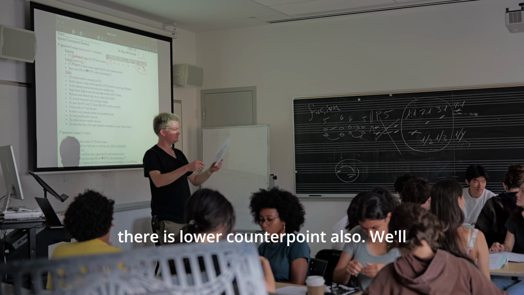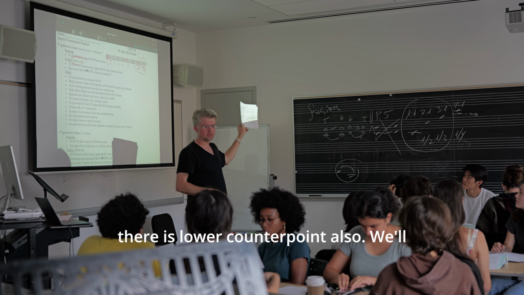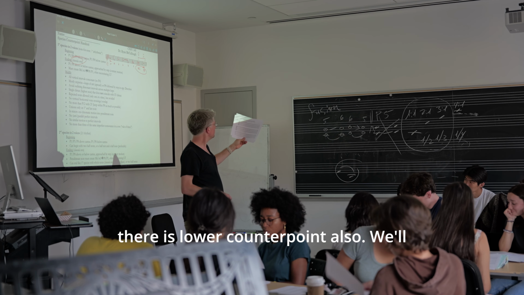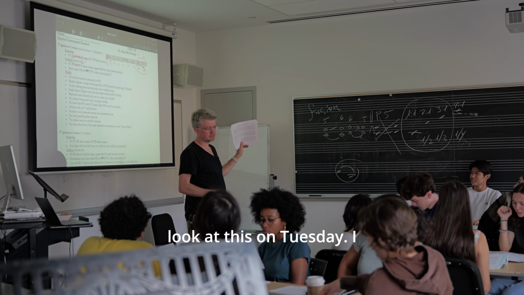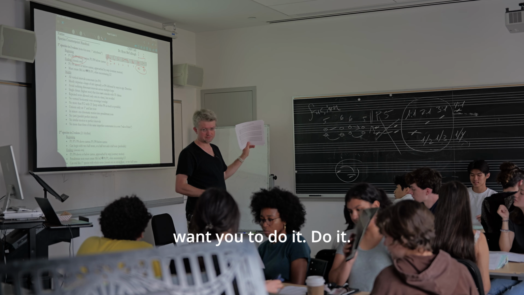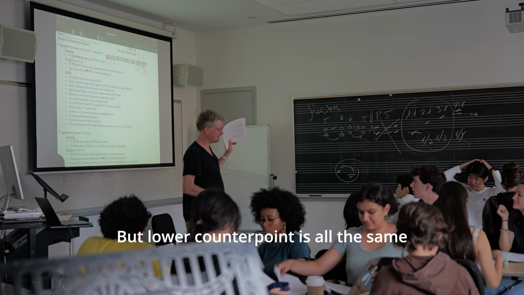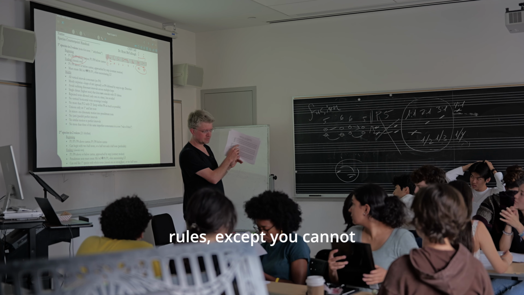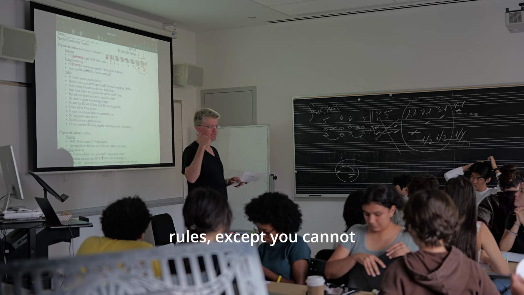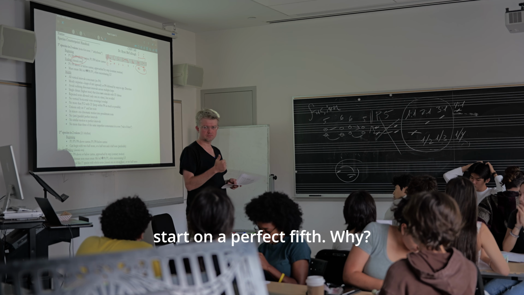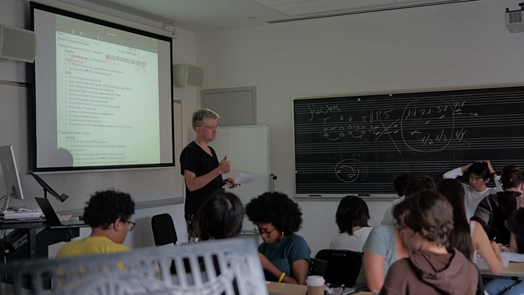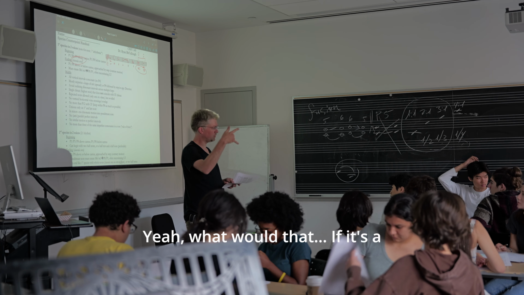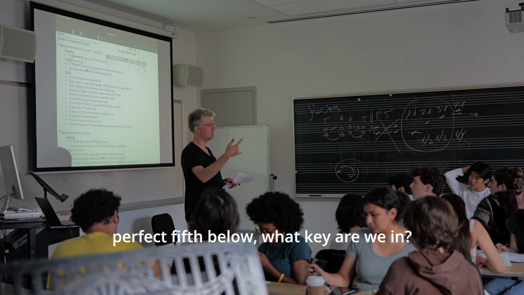You will notice there is lower counterpoint also. We'll look at this on Tuesday. I want you to do it. Lower counterpoint is all the same rules, except you cannot start on a perfect fifth. Why? Because it's a perfect fifth below. What would that, if it's a perfect fifth below, what key are we in?